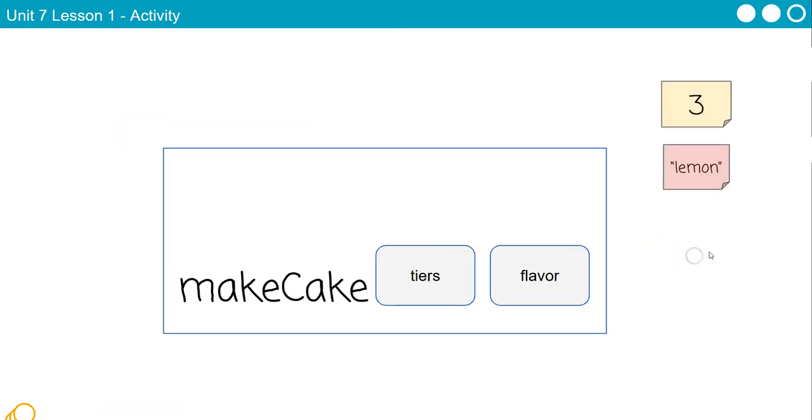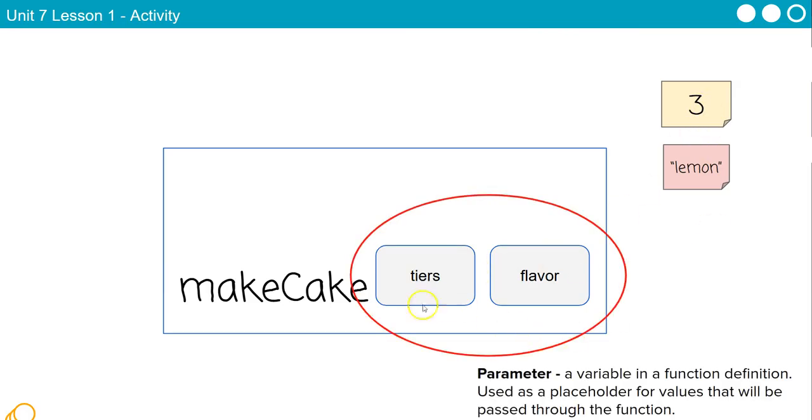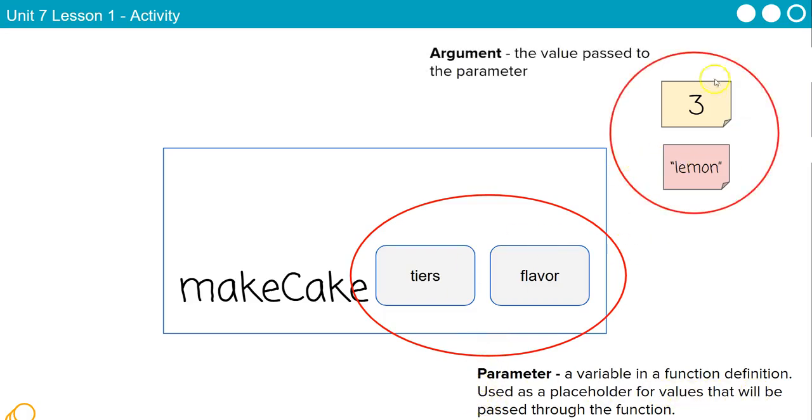Right, so again, make cake, we have tiers and flavor, right? Kind of like what I was saying, these placeholders, a parameter, it's a variable in a function definition. So we don't want to use the word variable, we want to call it a parameter, but a parameter is just a variable in a function definition. And these are used as placeholders for values that will be passed through to the function. Right? These values that we assign in the function call, we call those arguments. Right? So the value passed to the parameter.